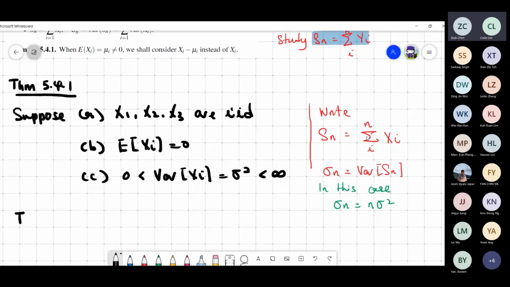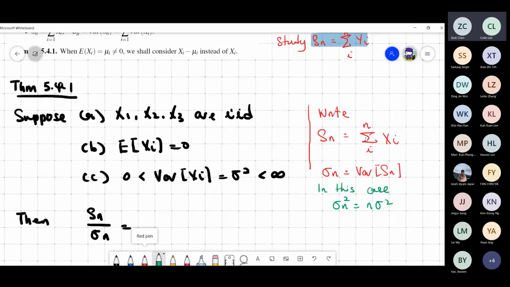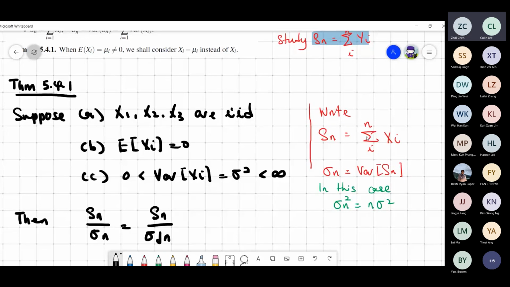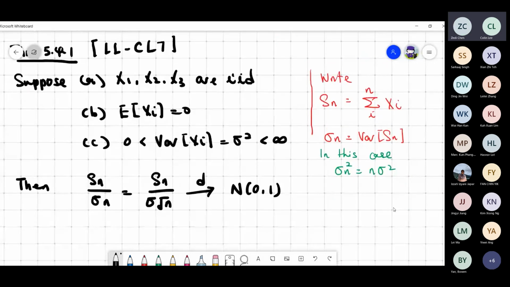Suppose this, then we have this conclusion. Then we have Sn over sigma n, which is Sn over the square root of n sigma squared. This will converge to the standard normal distribution in distribution. So this is the first version of our central limit theorem, the LLCLT, the Lindeberg-Lévy central limit theorem. So this is very easy to use.